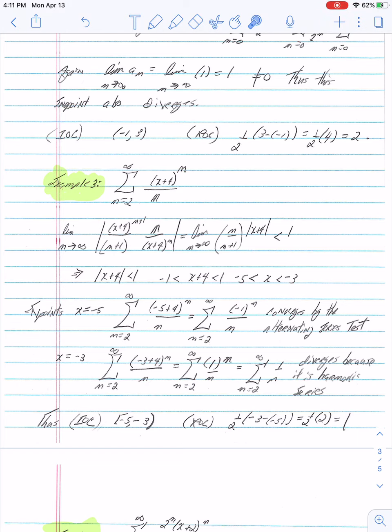All right, so what's the bottom line? I include minus 5, hence the square bracket. I do not include minus 3, hence the round bracket, and that is my interval of convergence. What's my radius of convergence? It's half the length of the interval, so I take minus 3, subtract a minus 5. That's minus 3, add 5, or 2. 1/2 times 2 is 1. So my radius of convergence in this case is 1.